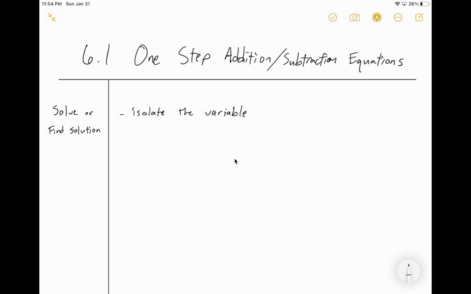Again, it's something that you're going to see a lot this year, in this chapter, and also in the future, especially in 8th grade math, as you do more algebra related things. Solving for the variable, find the solution.